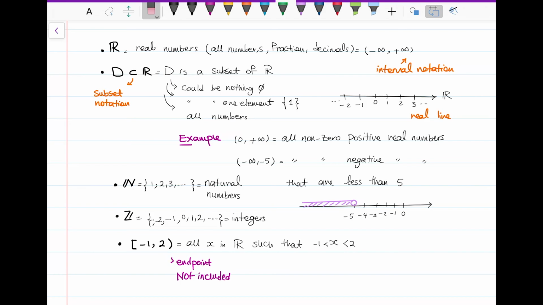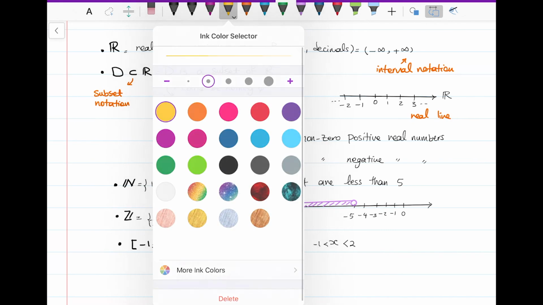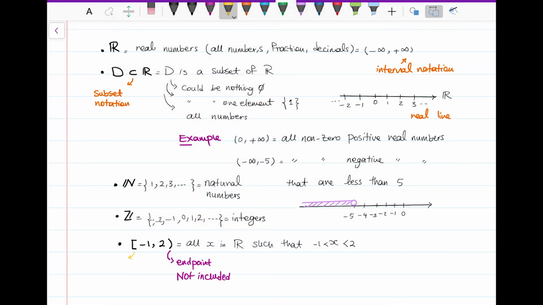The parenthesis here emphasizes that, but the bracket here shows that the endpoint is included. So I have to include negative 1 here. So all the x between negative 1 and 2, such that negative 1 is included, but 2 is not included. In the next video, I'm going to talk about functions.